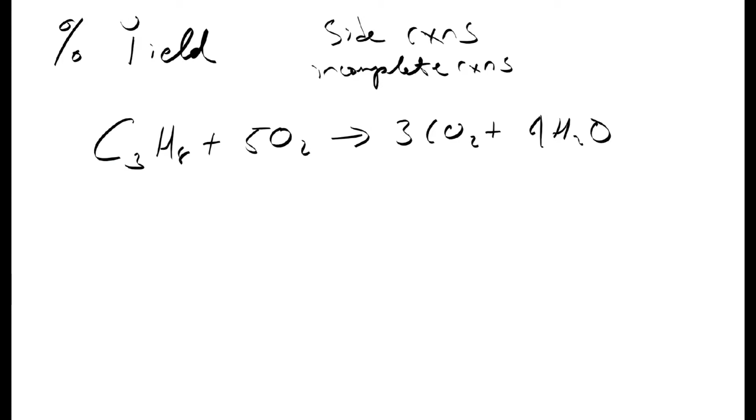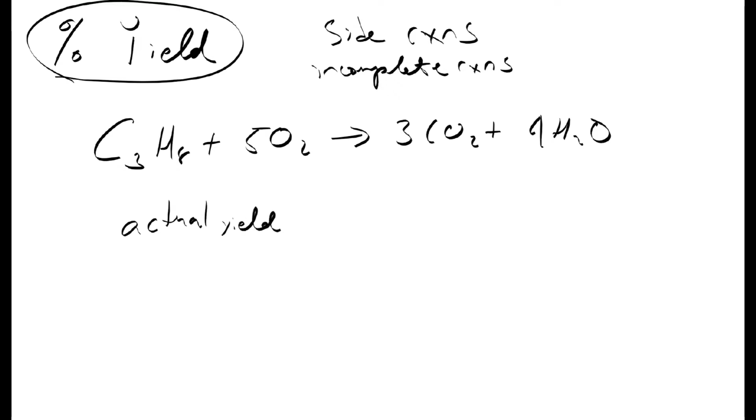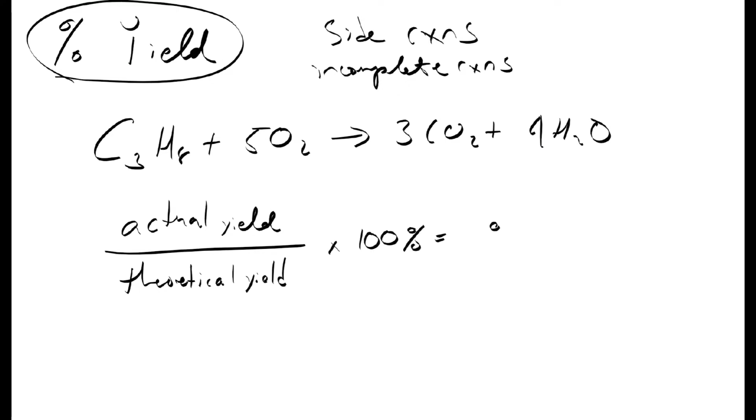So what will happen is that we'll just sort of bundle all of that together and talk about the percent yield as how much you can typically expect to get out of any given reaction. So what you have is the actual yield divided by the theoretical yield times 100% equals percent yield. So what you actually get divided by what you expected to get in a perfect world is your percent yield.